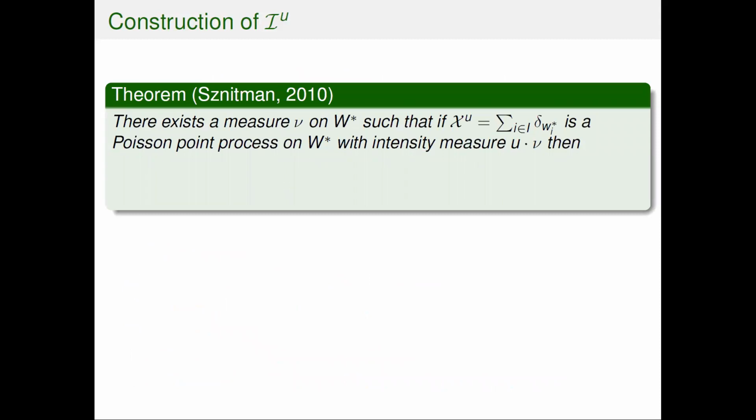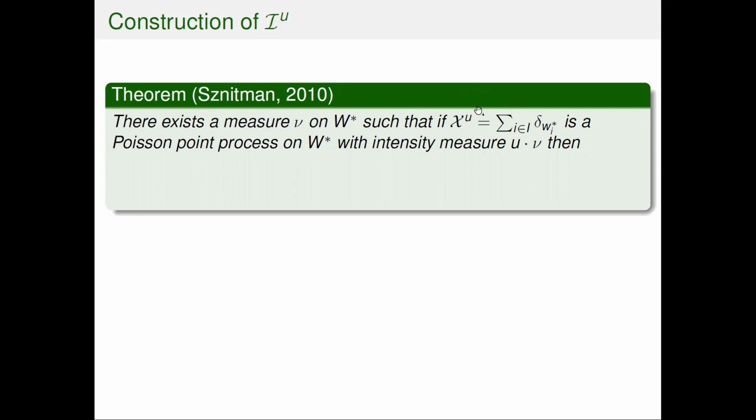So the important space that we will work on is this W star, again, the space of doubly infinite trajectories modulo time shift. So here's the theorem. There exists a sigma finite measure on the space of doubly infinite trajectories modulo time shift, such that if you consider a Poisson point process on this set.